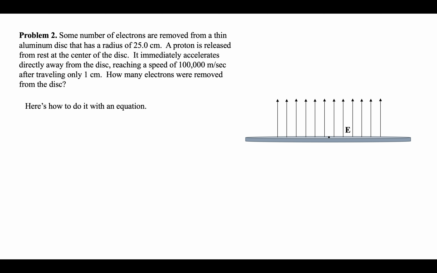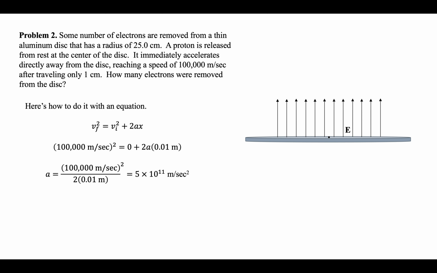All right, I know you want to do it with the equation. Here's an equation: V final squared equals V initial squared plus 2ax. V initial is 0. V final is 100,000 meters per second. For x, we put 1 centimeter, in units of meters. And we can solve for a. And it's 5 times 10 to the 11th meters per second squared.